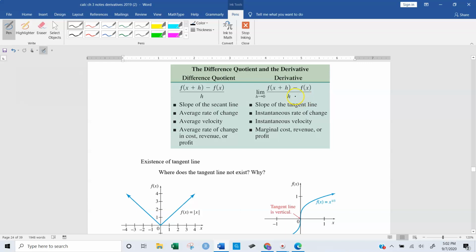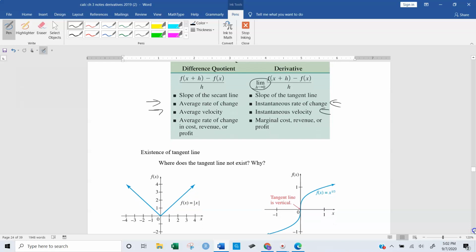Okay, difference quotient, derivative. The derivative is the same thing, just as h approaches 0. Derivative finds velocity, instantaneous rate of change. This finds average rate of change and average velocity. Okay, next step we need to go through.